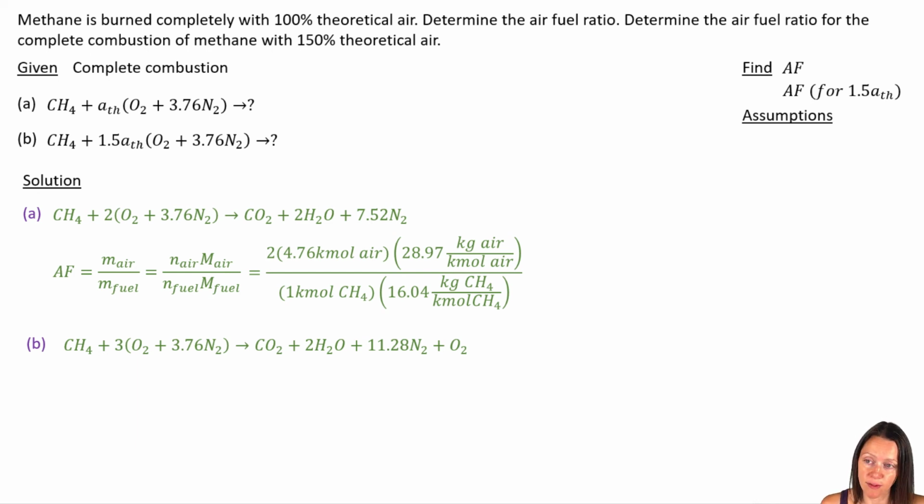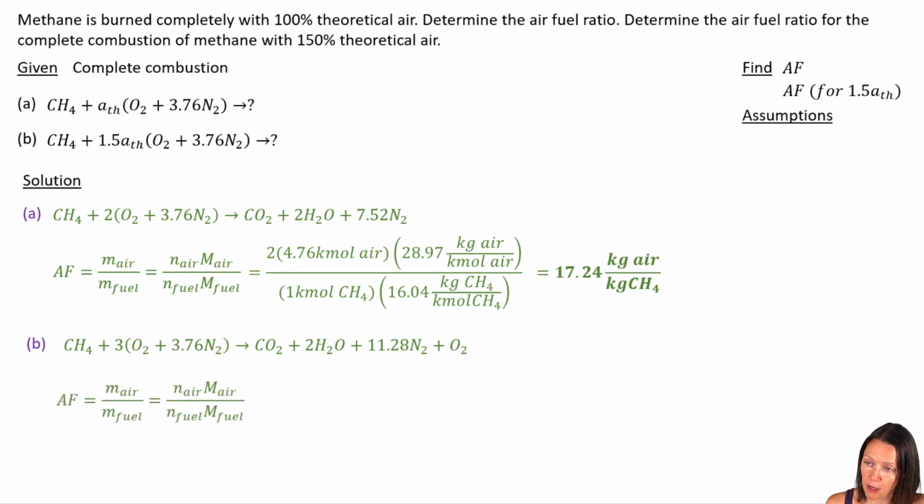And the molar mass of the dry air, you can look that up in table A1. And then on the bottom, of course, I've got a 1 in front of that methane. So you've got 1 kilomole of CH4. And then the molar mass of methane, you can find that in table A1. So if I do the math, I ended up getting 17.24 kilograms of dry air per kilogram of methane.